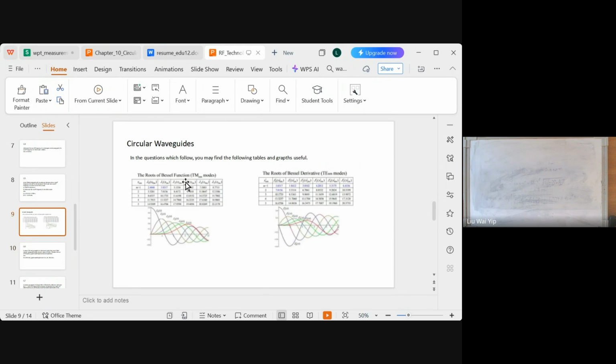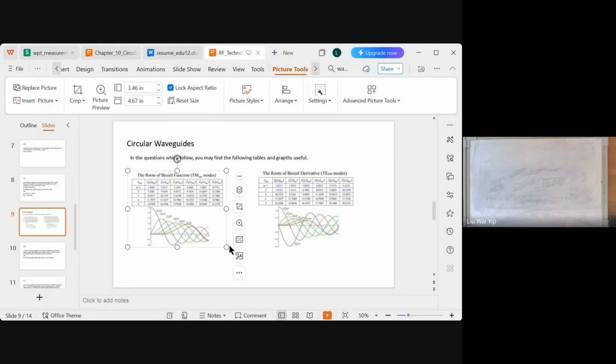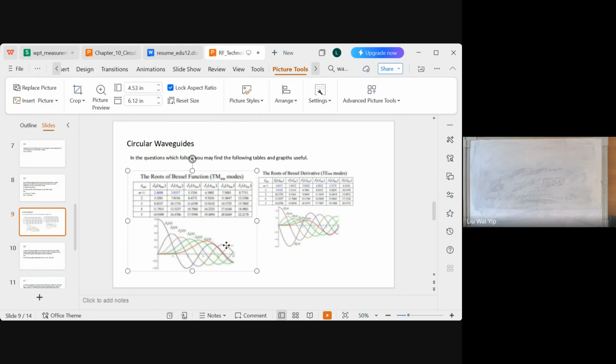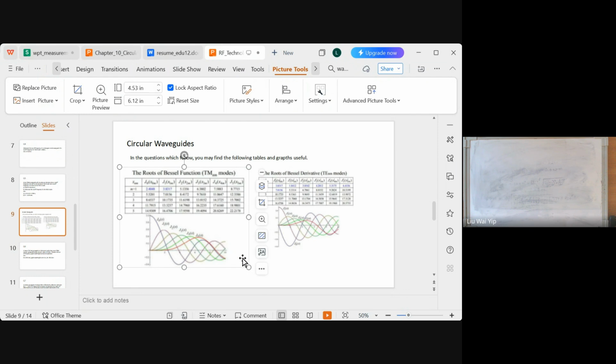You have two kinds of roots. One is the roots of the basic Bessel function, and this one will be used for the TM modes. I'm going to enlarge this for you. So this is the root of the Bessel function, when you equate this to 0. When the Bessel function is like this, and when you equate this to 0, then you are going to get the value for the roots.